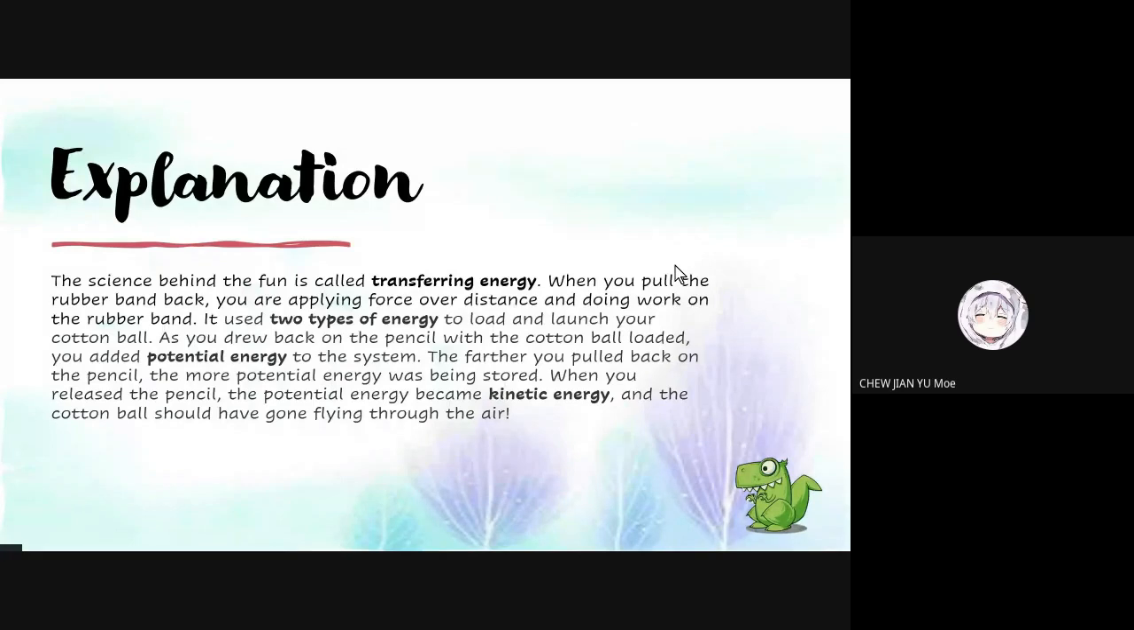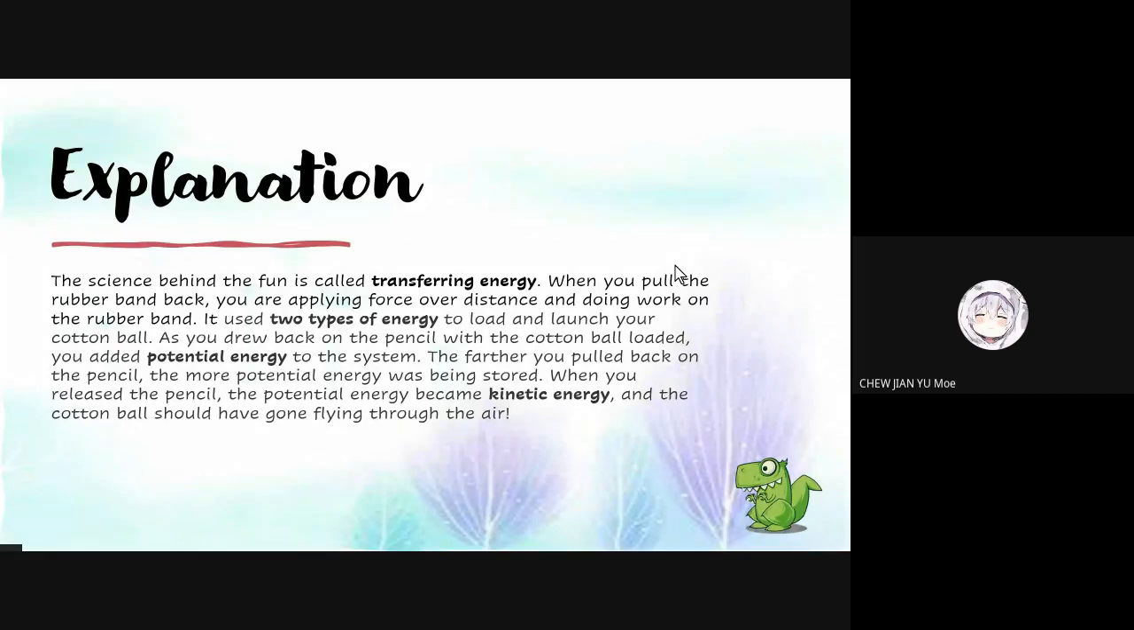The science behind the launcher is called transferring energy. When you pull the rubber band back, you are applying force over distance and doing work on the rubber band. It uses two types of energy to load and launch your cotton ball. As you drew back on the pencil with the cotton ball loaded, you added potential energy to the system. The farther you pull back on the pencil, the more potential energy is stored.